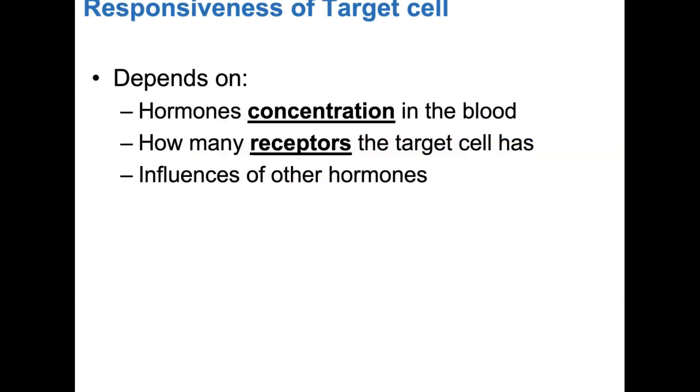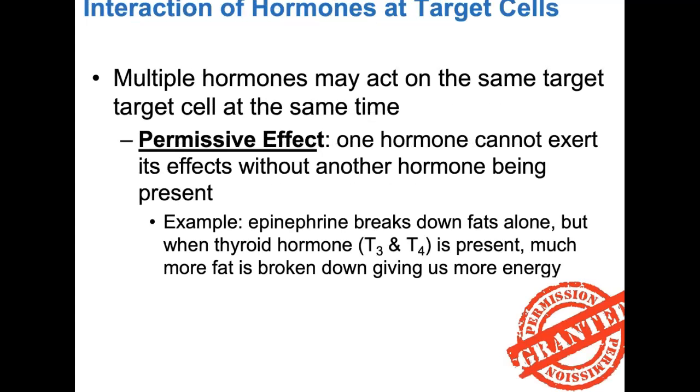Okay, so what does the responsiveness of the target cell depend on? Well, it depends on a couple things. First, it's going to depend on the concentration of the hormones in the bloodstream or in the lymph. It's also going to depend on how many receptors the target cell has. Also, it can depend on the influences of other hormones. Certain hormones will work together in different ways. And so we're going to take a look at that.